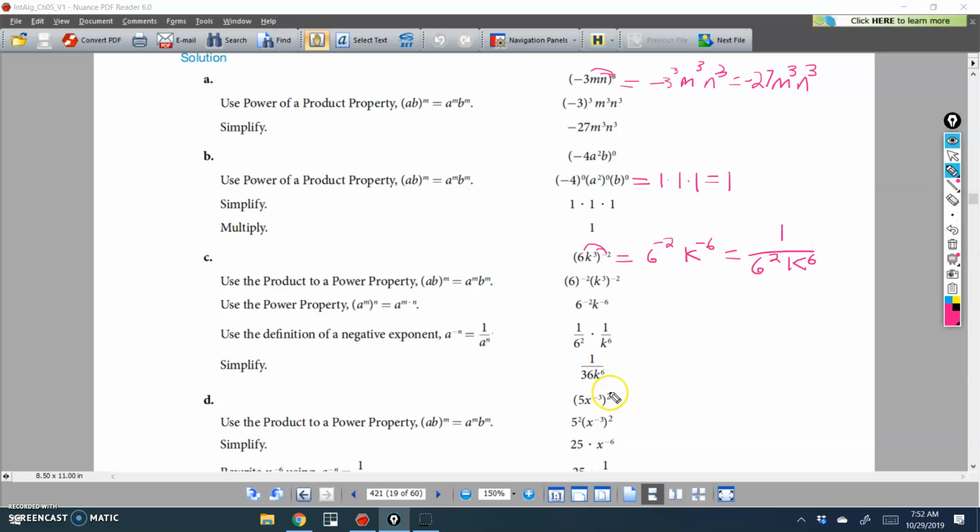Okay, for d, the 2 goes to the 5, and the 2 goes to the x, so this would be 5 squared. Power rule, negative 3 times 2, x to the negative 6. 5 squared is 25. Negative exponent rule, x to the negative 6, flip it over so that guy goes in the denominator, and then make the exponent positive, and we're done.